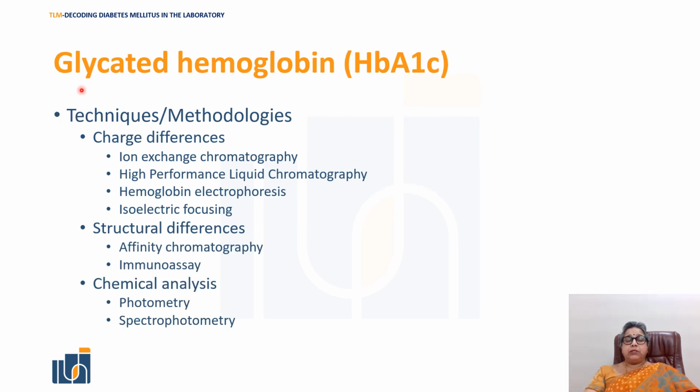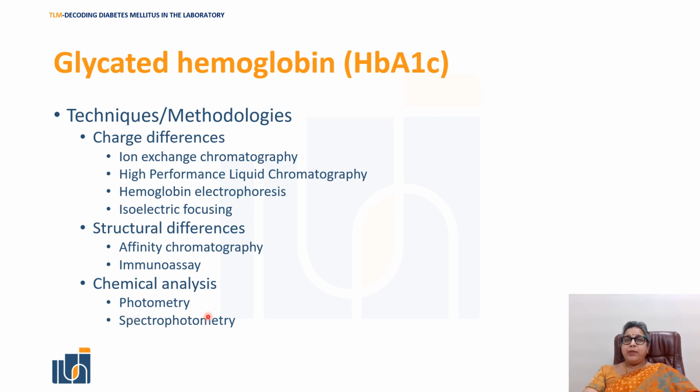Now, like I said, the techniques are several. One method is based on charge differences, where hemoglobin migrates along a cartridge: ion exchange chromatography, high performance liquid chromatography, hemoglobin electrophoresis, and isoelectric focusing. Then there are methods looking at structural differences: affinity chromatography, immunoassay, and photometry and spectrophotometry.